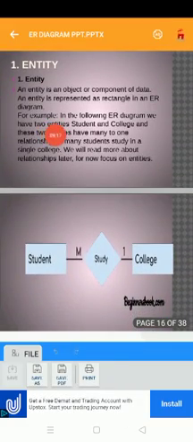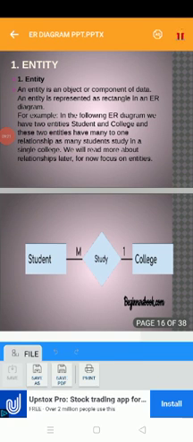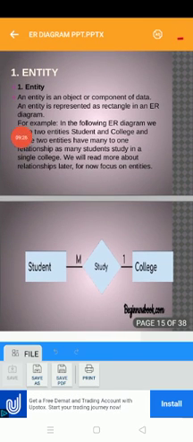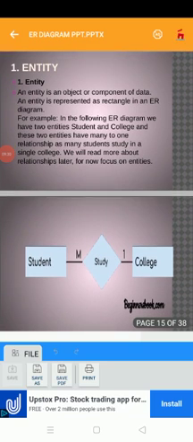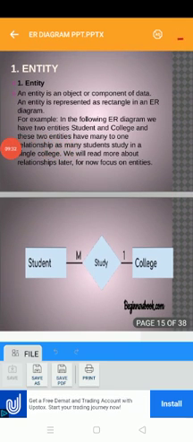There are two entities, student and college. There is a relationship, study. Many students are studying in a single college. So in this diagram, we have a many-to-one relationship. So this diagram tells about the many-to-one relationship.